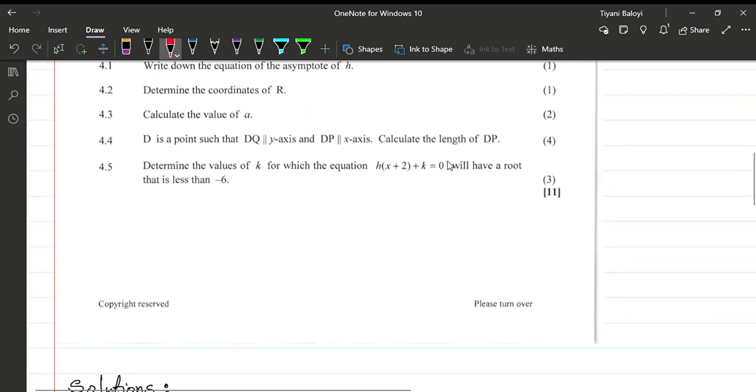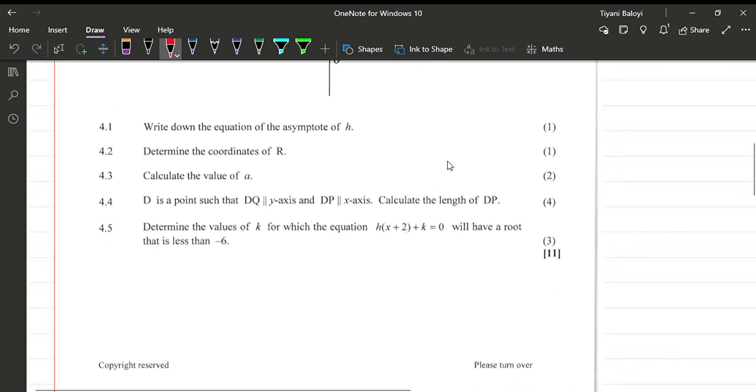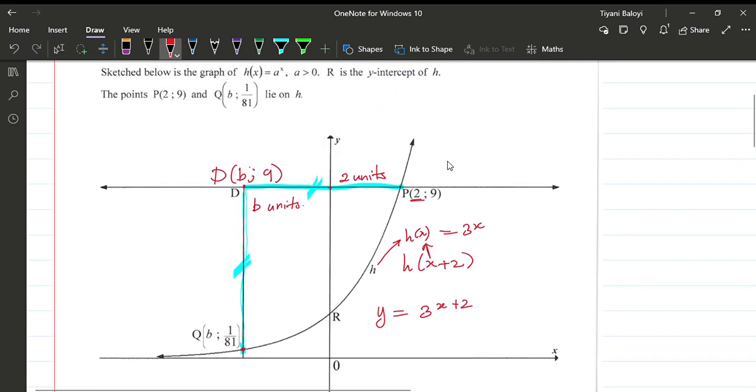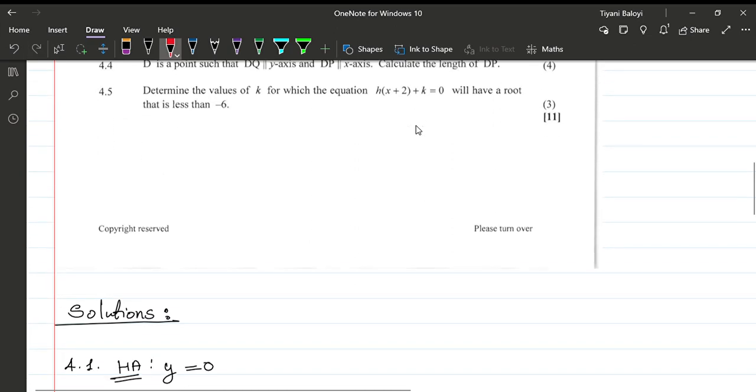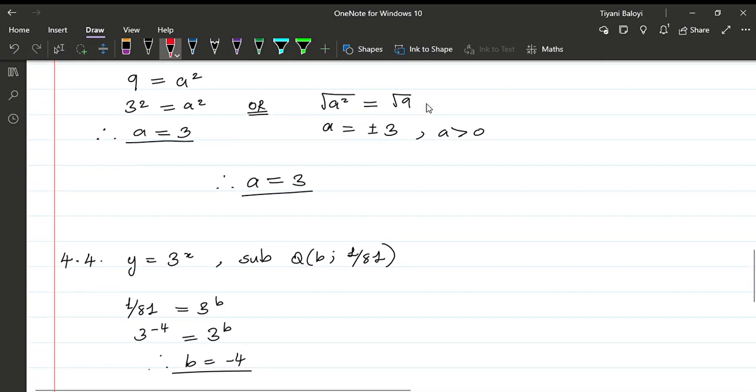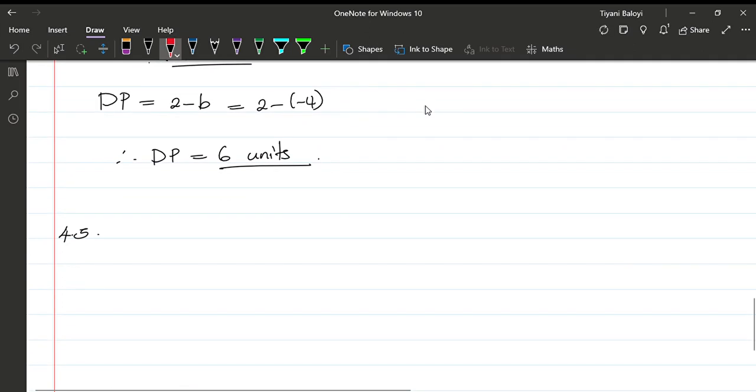So our roots, by the way, are our solutions. You can say solutions or x values, since we have a function that's dependent on x, right? So these are our roots. For example, 2 is your root, right? So let's get started with this. We now know what roots are, so let's write this formula. And we now know what it means that they should be less than minus 6.